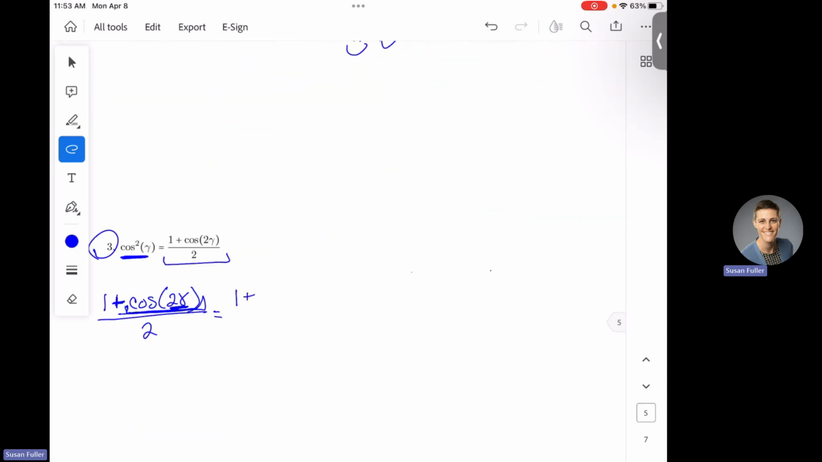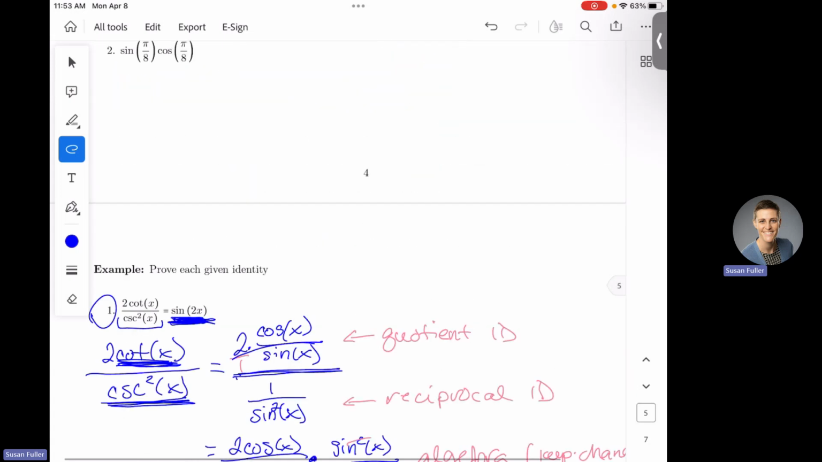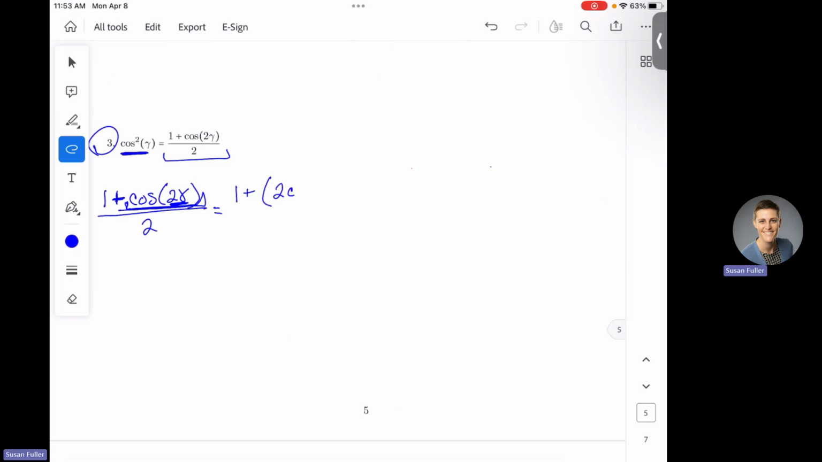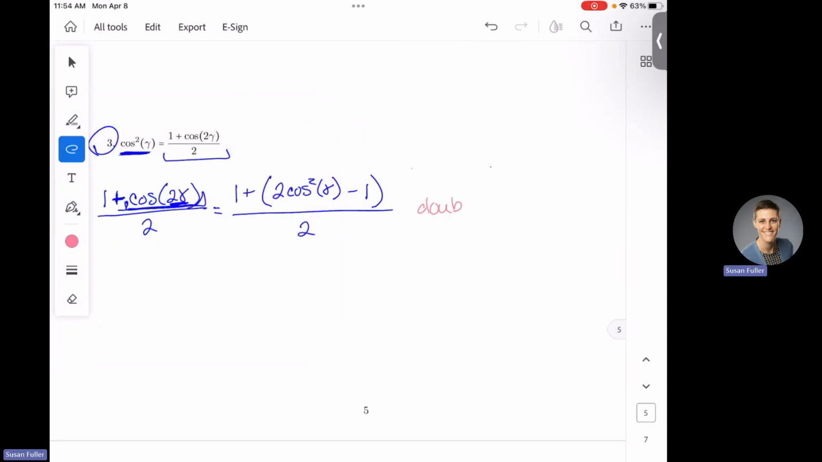So I'm going to have 1 plus the cosine of 2 gamma is going to be 2 cosine squared of gamma minus 1, all over 2. Okay. And that was a double angle identity. So we replaced the cosine of 2 gamma with 2 times the cosine squared of gamma minus 1 from our double angle identities.